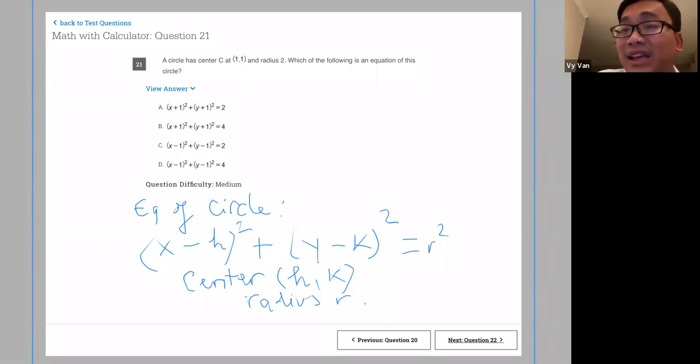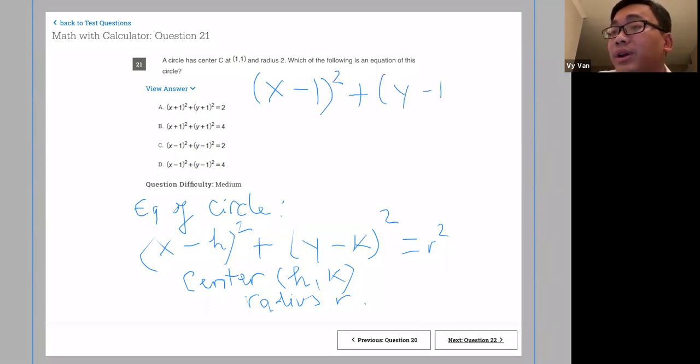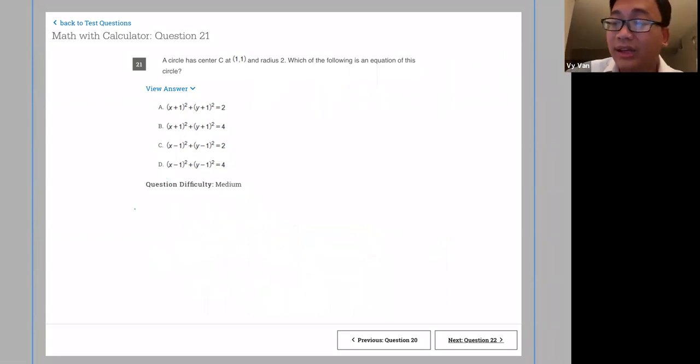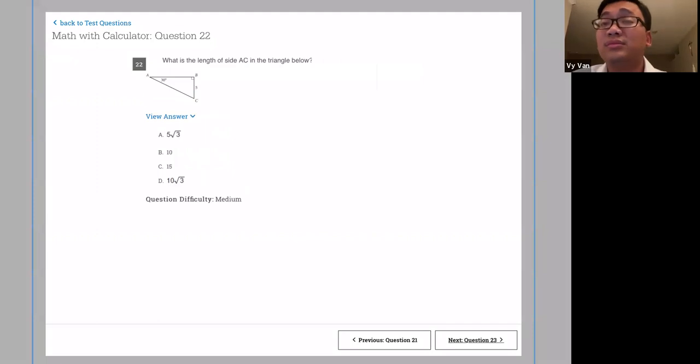It says that the center is (1, 1) and the radius is 2. You can write this equation yourself. (x minus 1) squared, because this is h and k, plus (y minus 1) squared equals 2 squared. Which one says that? This one, because 2 squared is 4. Clear?